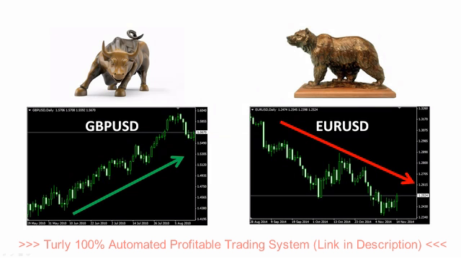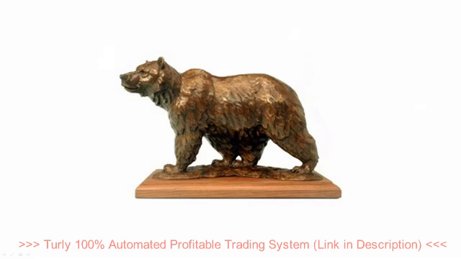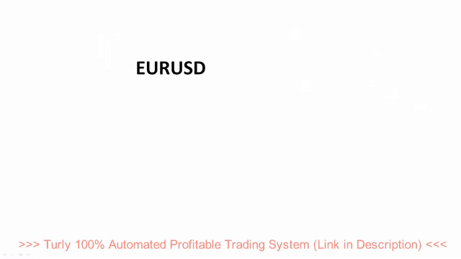As we've already established, there are two types of traders on the Forex market. Bulls, traders who invest into the growth of a Forex currency, and bears who invest into the decline of a Forex currency. So today we're talking about short selling, and that is applicable to bears. Let's look at our Euro US dollar example in more detail.